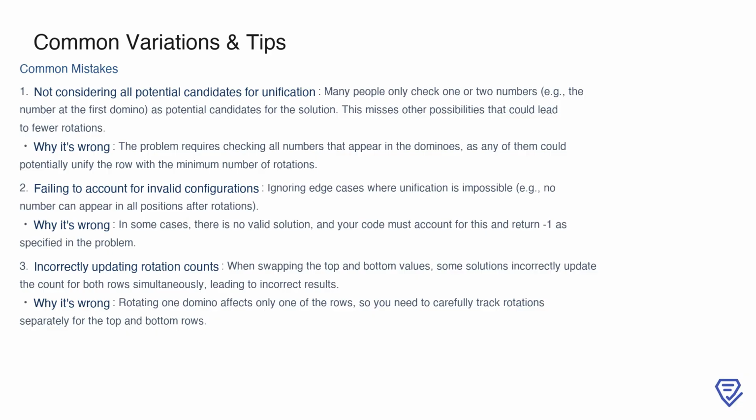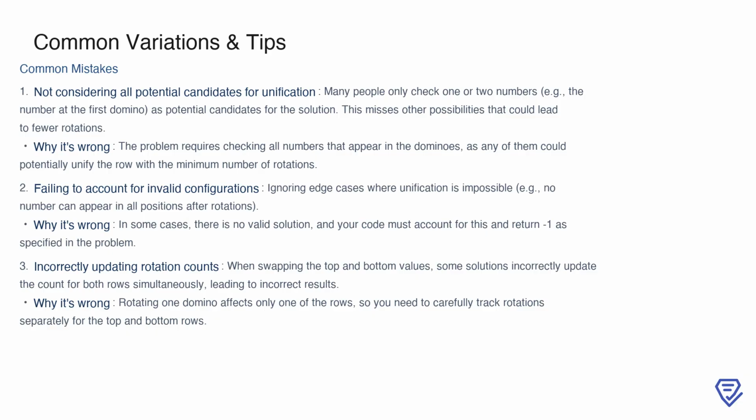However, the correct approach requires evaluating every number that appears in the dominoes, as any of them could potentially lead to the minimum number of rotations. Ignoring this step narrows your search too early and can result in missed solutions. Next, there's the issue of invalid configurations. Sometimes it's simply impossible to unify the rows, such as when no number appears consistently across the dominoes. If your code doesn't account for such edge cases and return -1 as specified, it's incomplete.